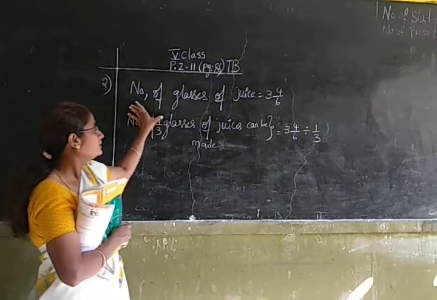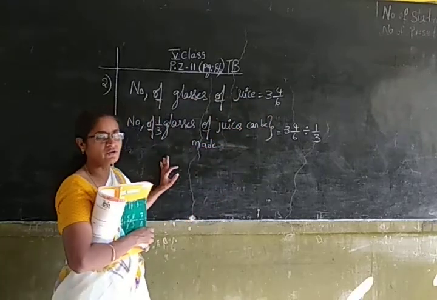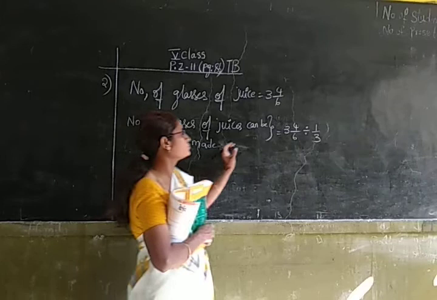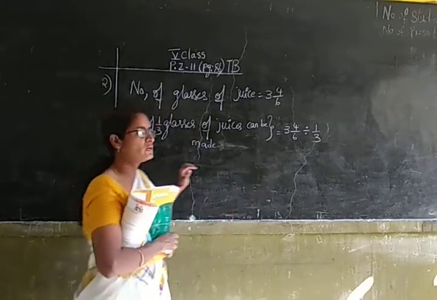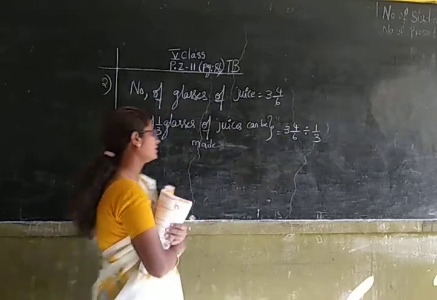So here he is having 3 4 by 6 glasses of juice. Now we have to find out how many 1 by 3 glasses of juice can be made from it. So for that we have to divide. You have to divide 3 4 by 6 with 1 by 3. Okay children.